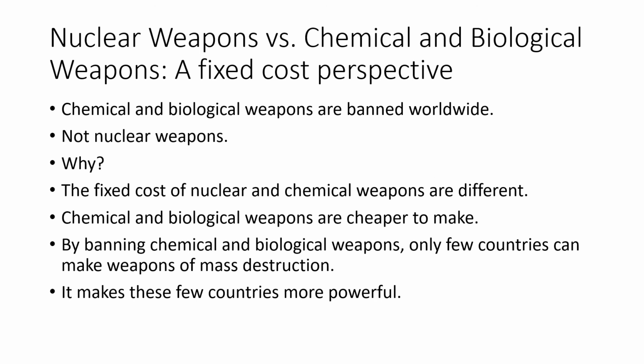Chemical and biological weapons are banned worldwide, not nuclear weapons. Why? The fixed cost of nuclear and chemical weapons are different. Chemical and biological weapons are cheaper to make. By banning chemical and biological weapons, only few countries can make weapons of mass destruction. This makes these few countries more powerful.